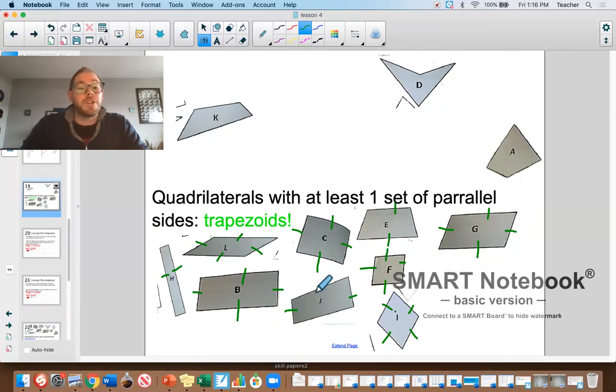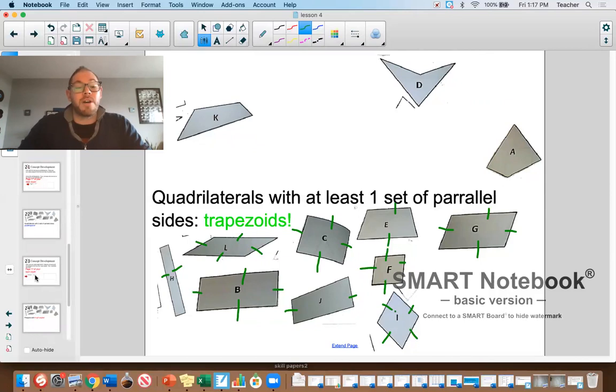You want to look for the shapes like the L, the C, the I, the G, the F, and the B, where there are two sets of parallel sides. In your book on page 17, in the next row down, you're going to write the names of the shapes, put in their letters, and draw one of those shapes that has two sets of parallel sides. When you're done, you can come back and we'll carry on with our video.